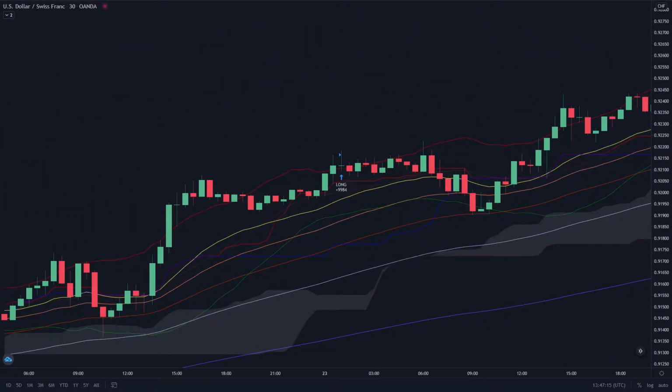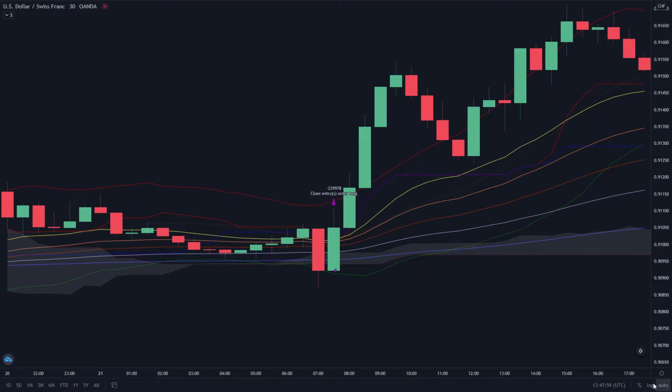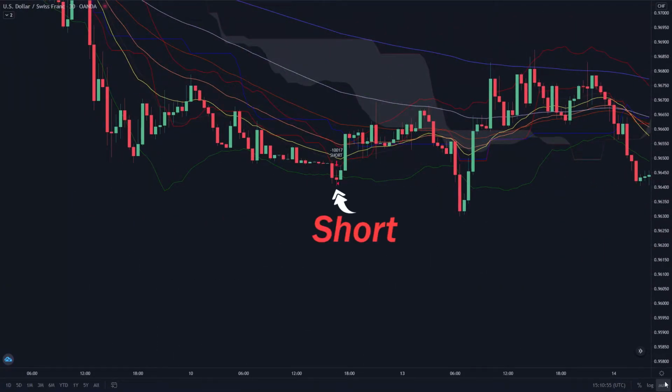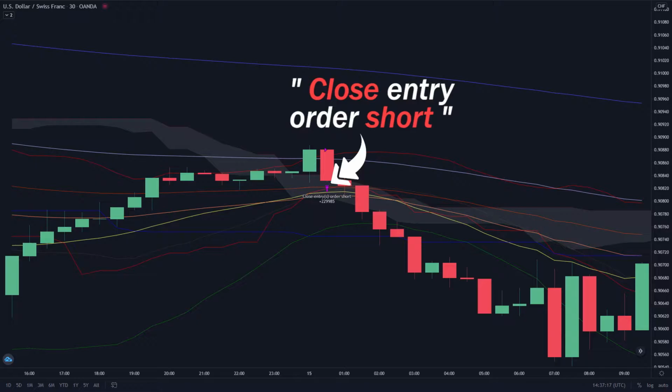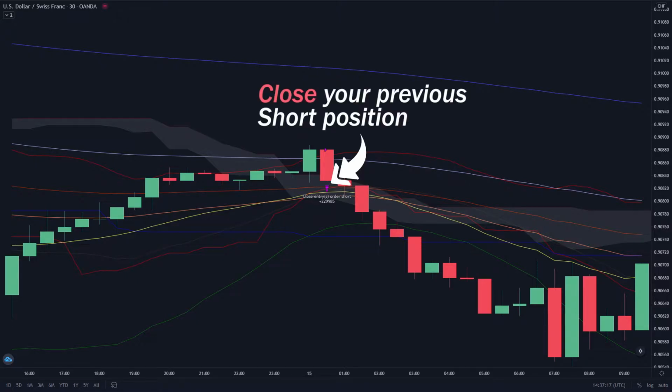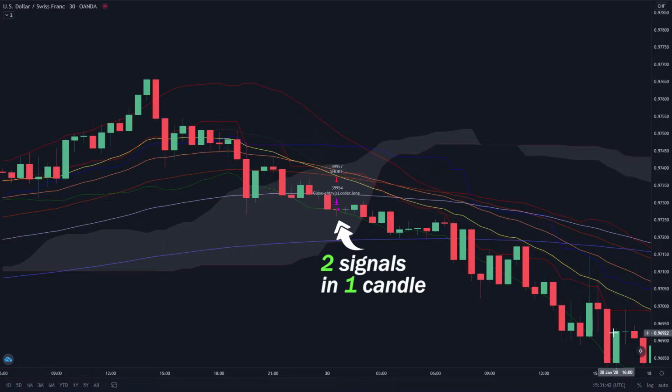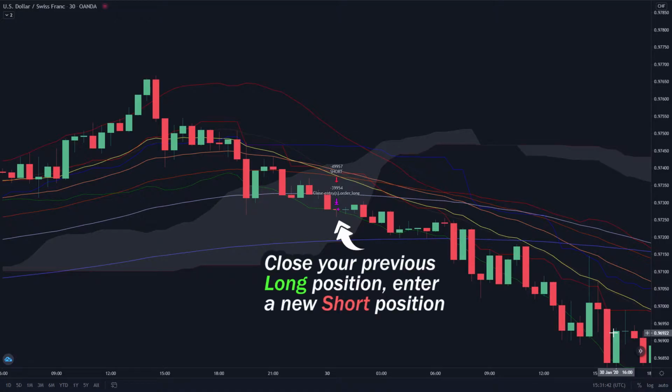So it's pretty self-explanatory. If the indicator displays a long signal, it means you are taking a long position. And if the indicator displays a close entry long, it means you close your previous long position. And if it displays a short signal, it means you open a short position. And a close entry order short means you close your previous short position. And if it displays two signals in one candle, it means you need to do both, like this scenario. This means that you close your previous long position and you enter a new short position at the same time.